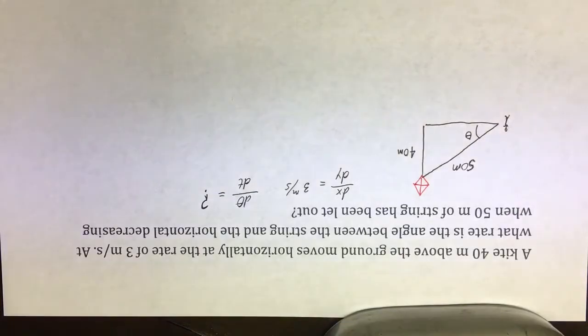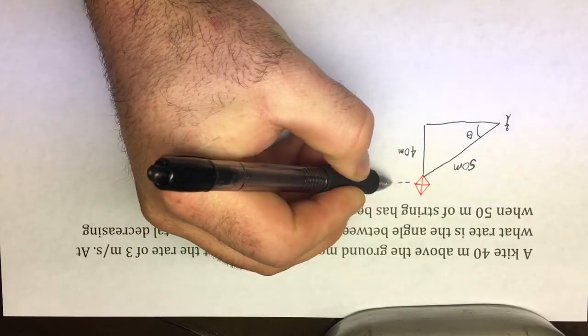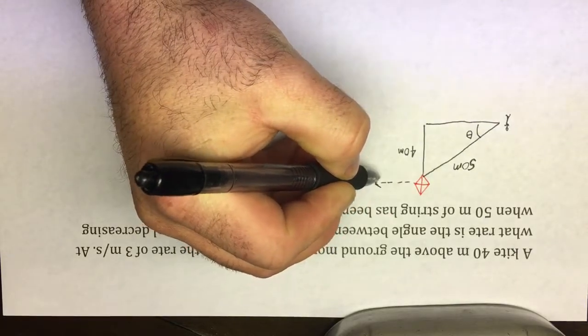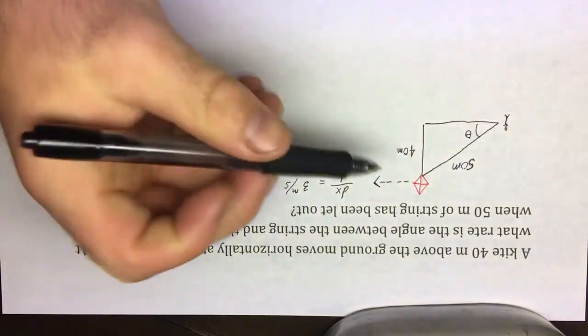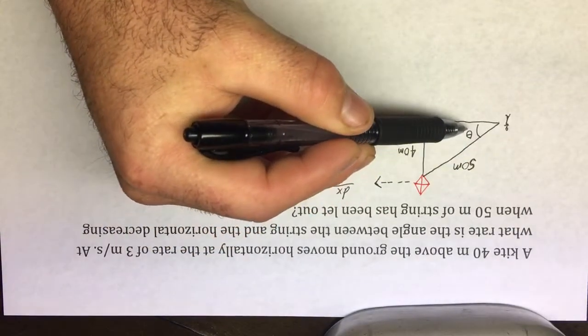So here we go with formulas. First things first, 40 meters. We know this kite is moving horizontally. The problem stated no vertical movement, so pure horizontal at 40 meters. This is going to stay constant. This x is a changing variable, and we want this.